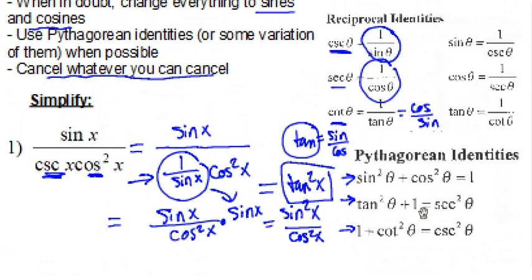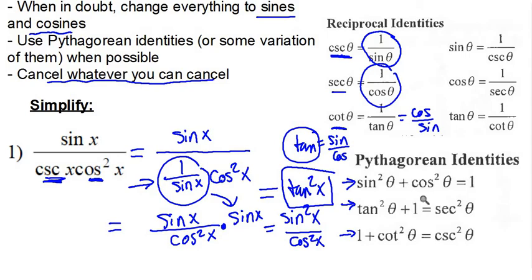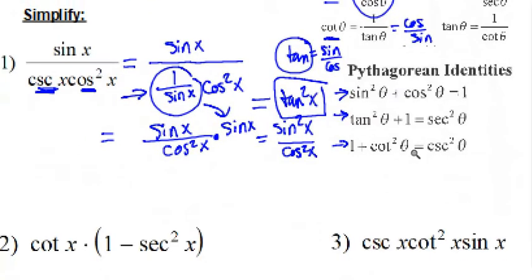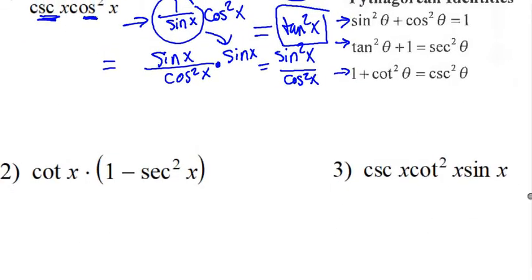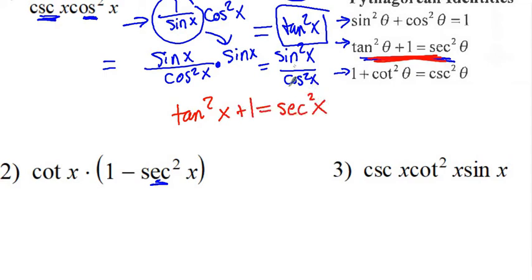So remember, the second principle says use Pythagorean identities or some variation of them when possible. What does that mean? Well, here I have a secant squared, and I know there's a Pythagorean identity that has secant squared, but it's not quite like I want it to be. It's secant squared, it's not 1 minus secant squared. So let's see if we could rewrite this right here. I'm using x instead of theta. It doesn't matter what you use. Usually they use theta for angles, but we just use x. I want to write this so that I have 1 minus sec squared.